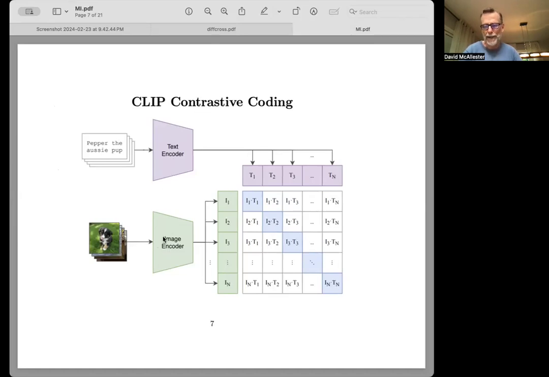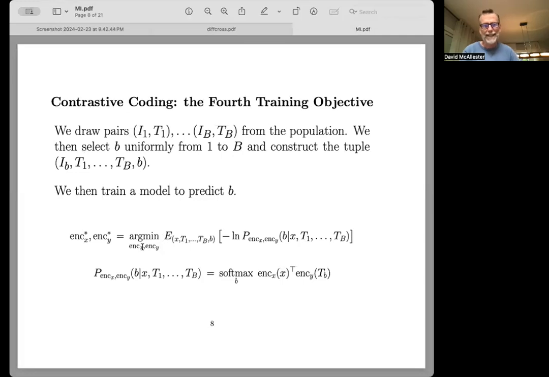Okay, so we're training these 2 encoders. And the training objective is to optimize a prediction problem. So it's going to be a cross-entropy loss because it's optimizing a prediction problem. So we're training the encoders to minimize a cross-entropy loss, which is an average over, that should be an image, I_B, of the negative log probability of predicting B from the image and the associated texts.